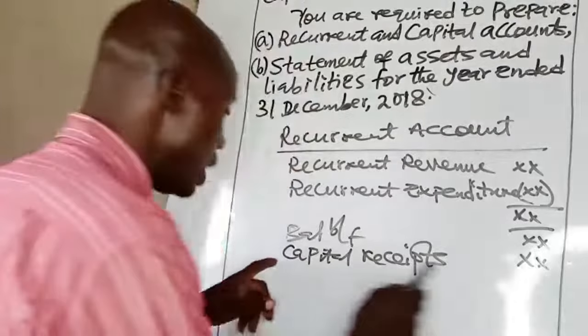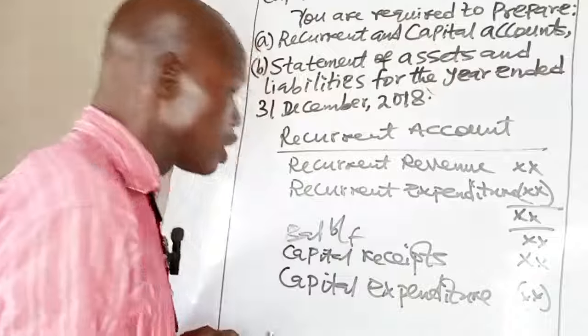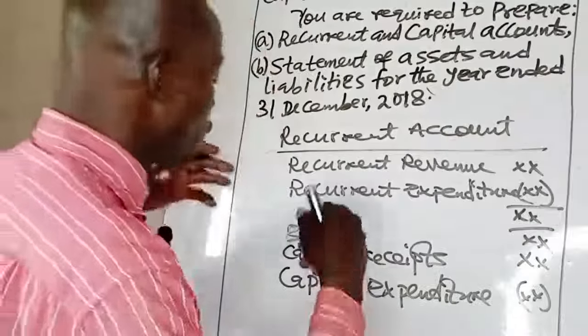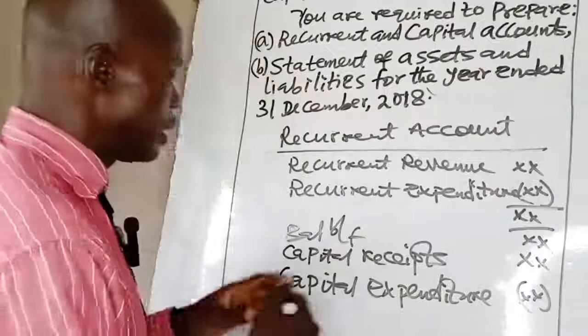Capital expenditure, on the other hand, are the expenditure incurred on an asset. So that is expenditure incurred in the acquisition of non-current assets, expenditure incurred in the construction of boreholes, construction of roads, or capital expenditure. You have them here. So you have the difference, so you have that as a capital. This difference, the balance will be transferred to the capital development funds.